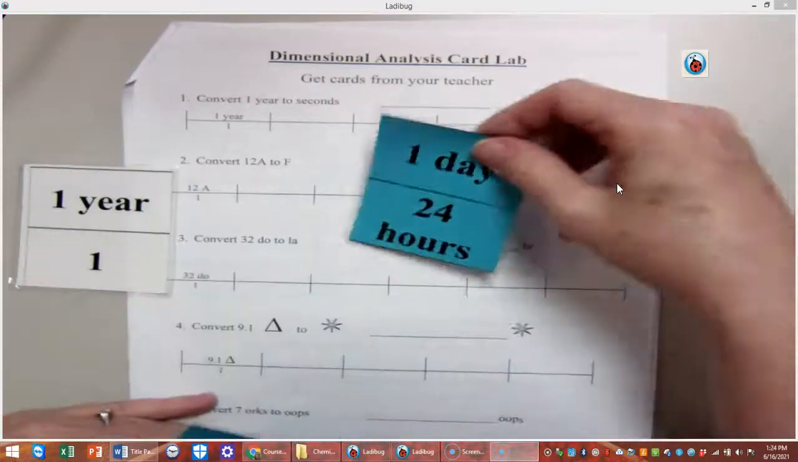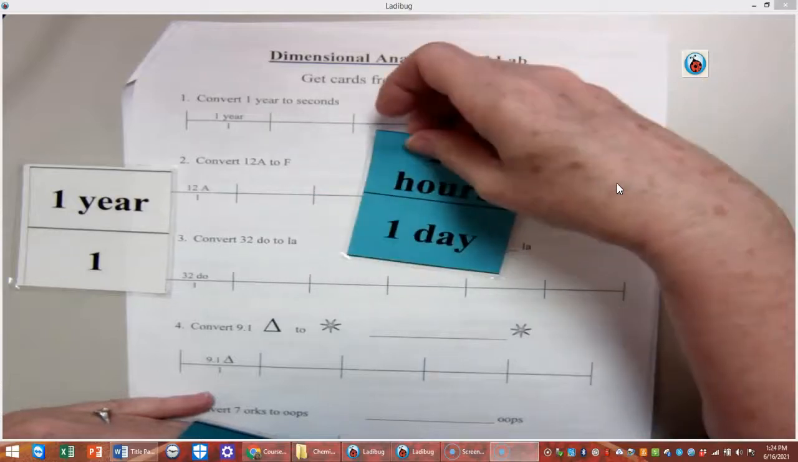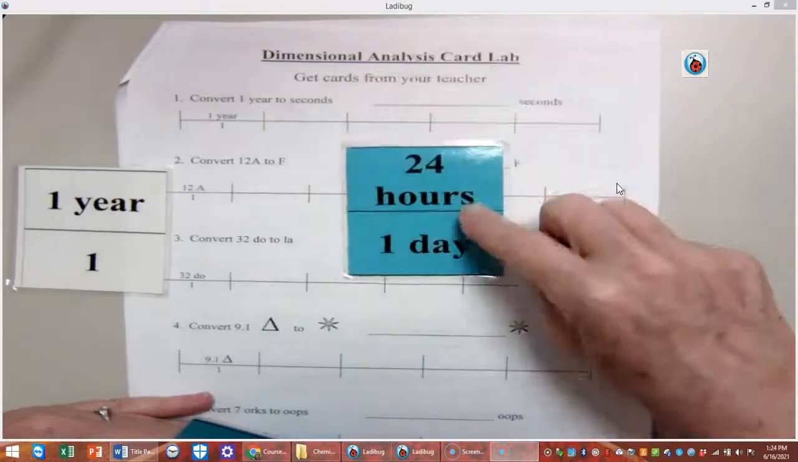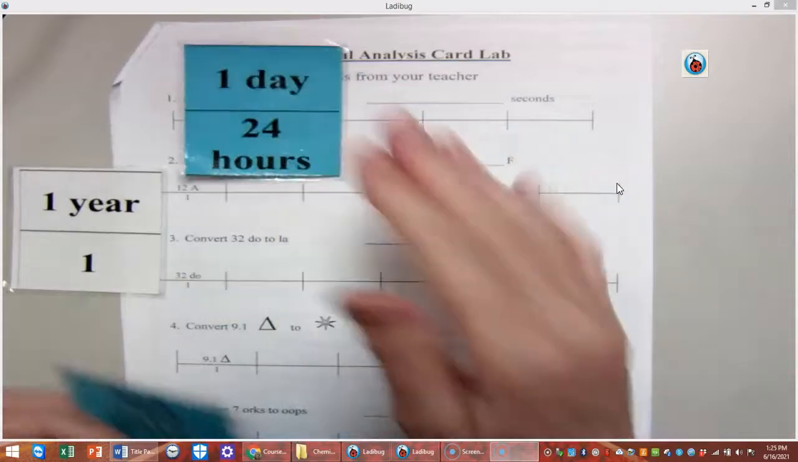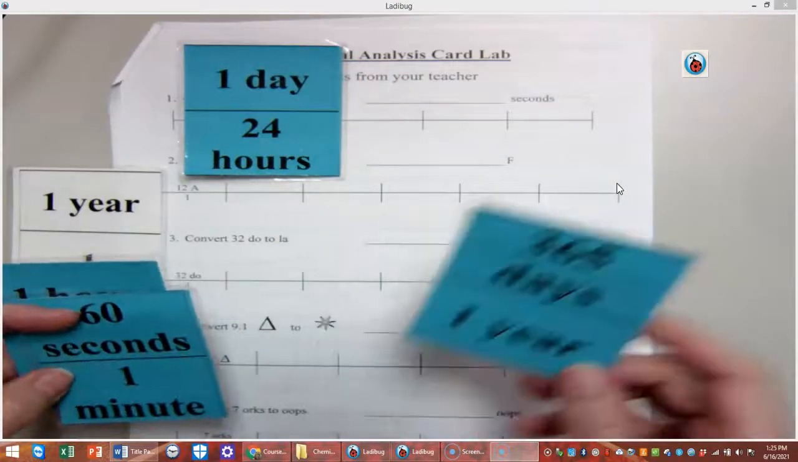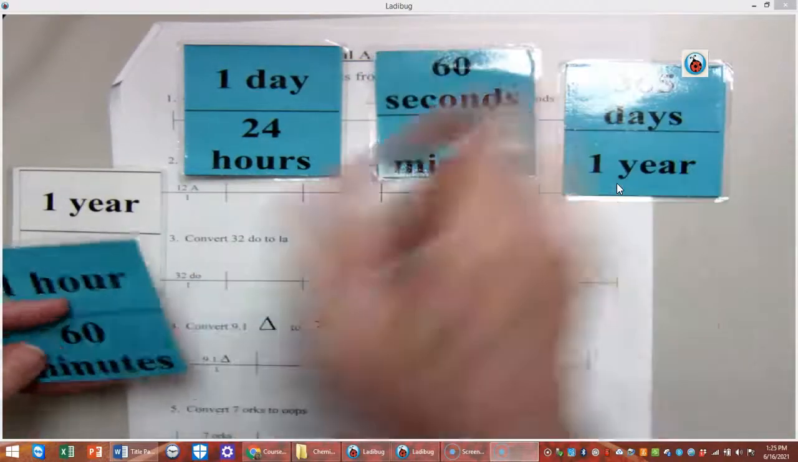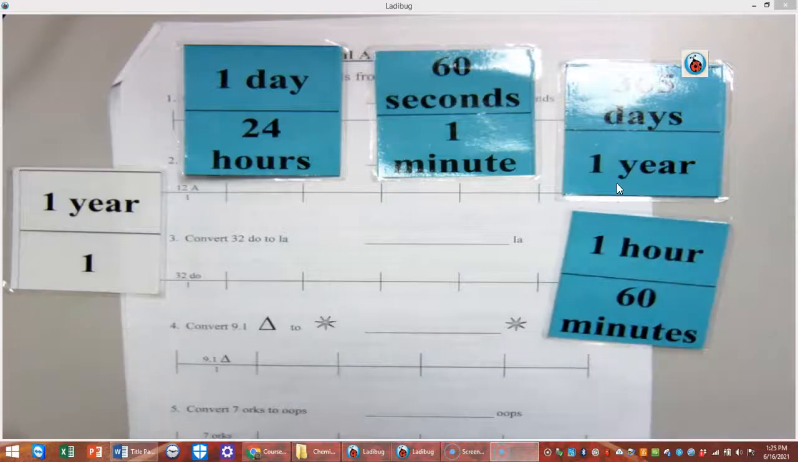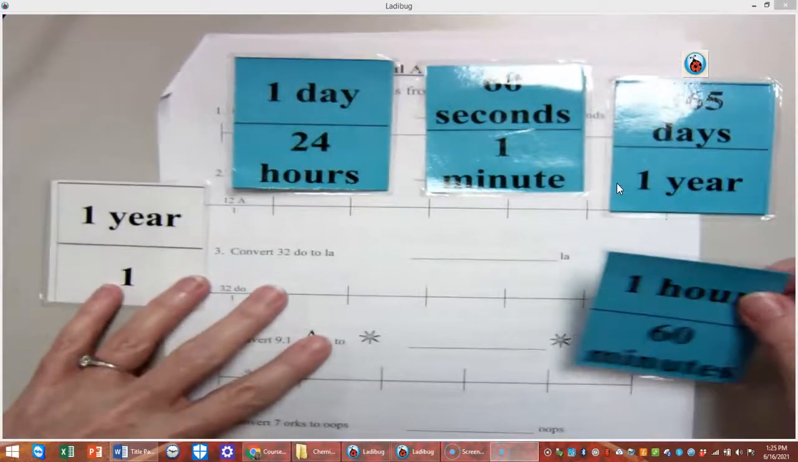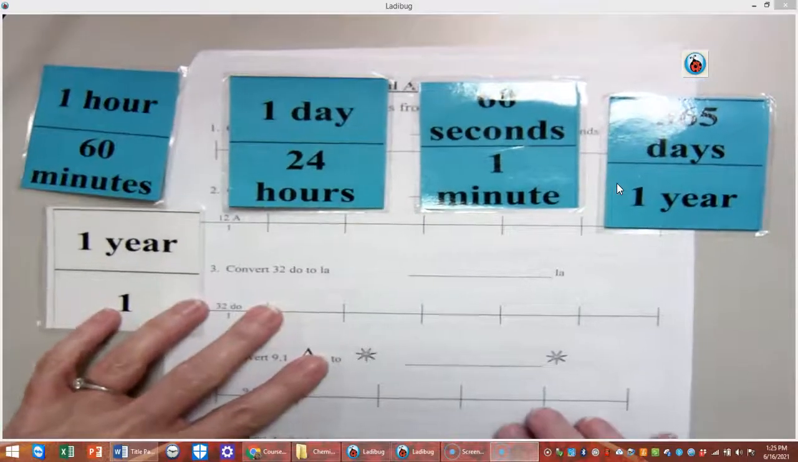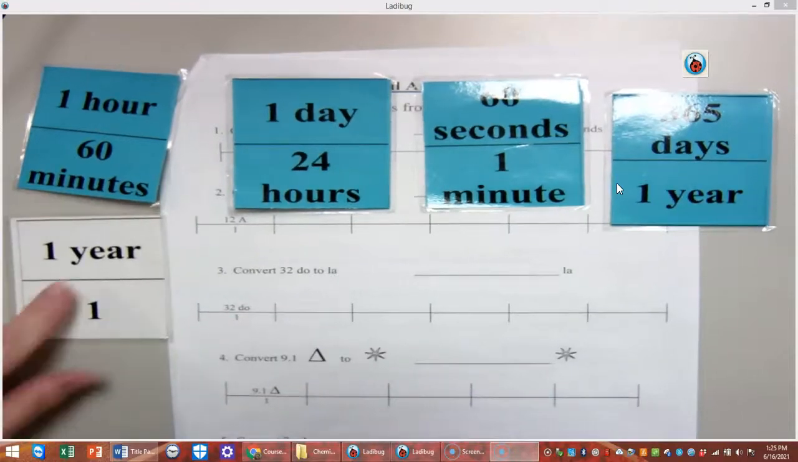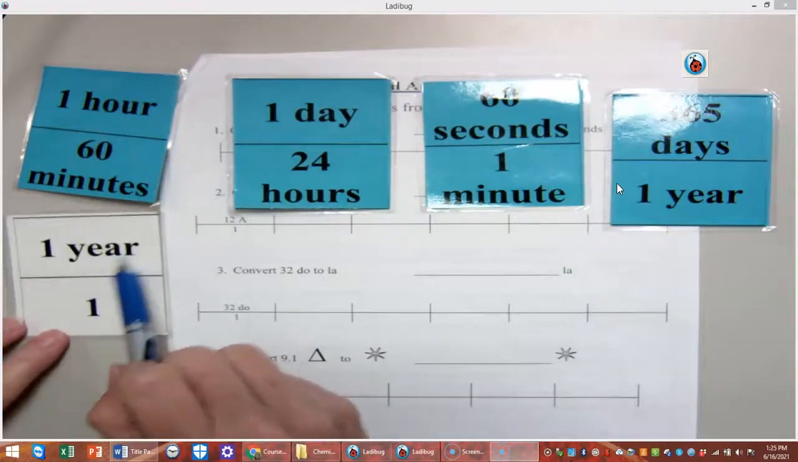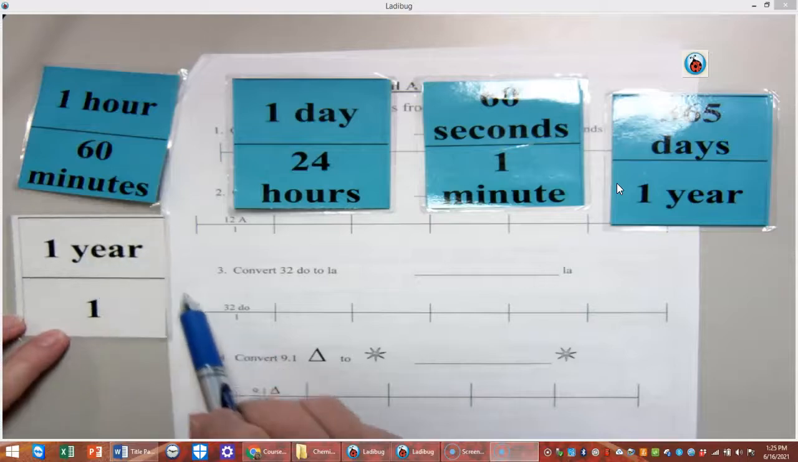I'm going to lay these out, and notice I can flip them one way or the other. There's 24 hours equal 1 day, or 1 day equals 24 hours. Either way, I've got these cards I can choose from, and I'm just going to lay them out here. I'll put them somewhere where you can see them better. I'm going to start out with 1 year, and I'm going to make a conversion.